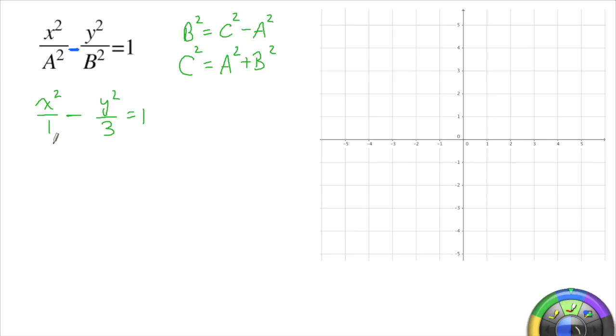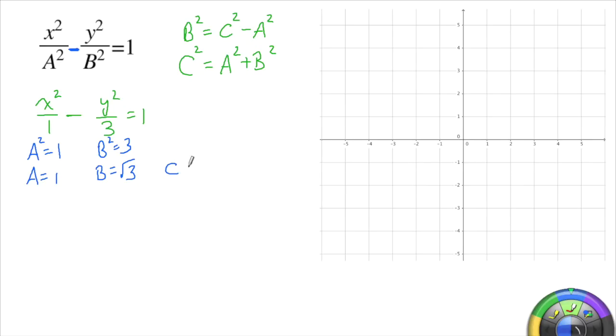So the focus is going to be who's under the first term. So here, this is x squared. Whatever is underneath it is going to be a squared. So here we have a squared is equal to 1. Over here, this must be b squared is equal to 3. Thus, a is equal to 1, and b is equal to the square root of 3.